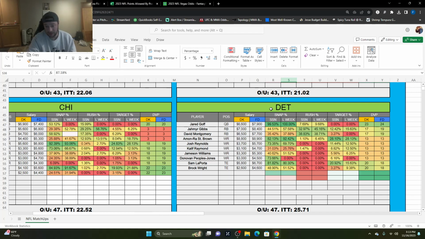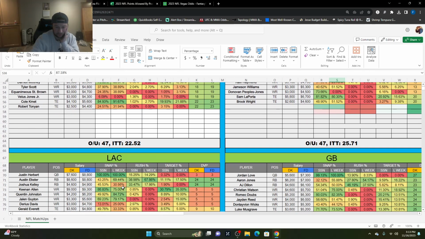So those would be the ones I'd be looking at. I would look at definitely a Lions stack here. Goff, Gibbs, Brown, Laporta. I don't know if you can afford to put all of those in there unless something opens up, but those are the players that I'd use in there.